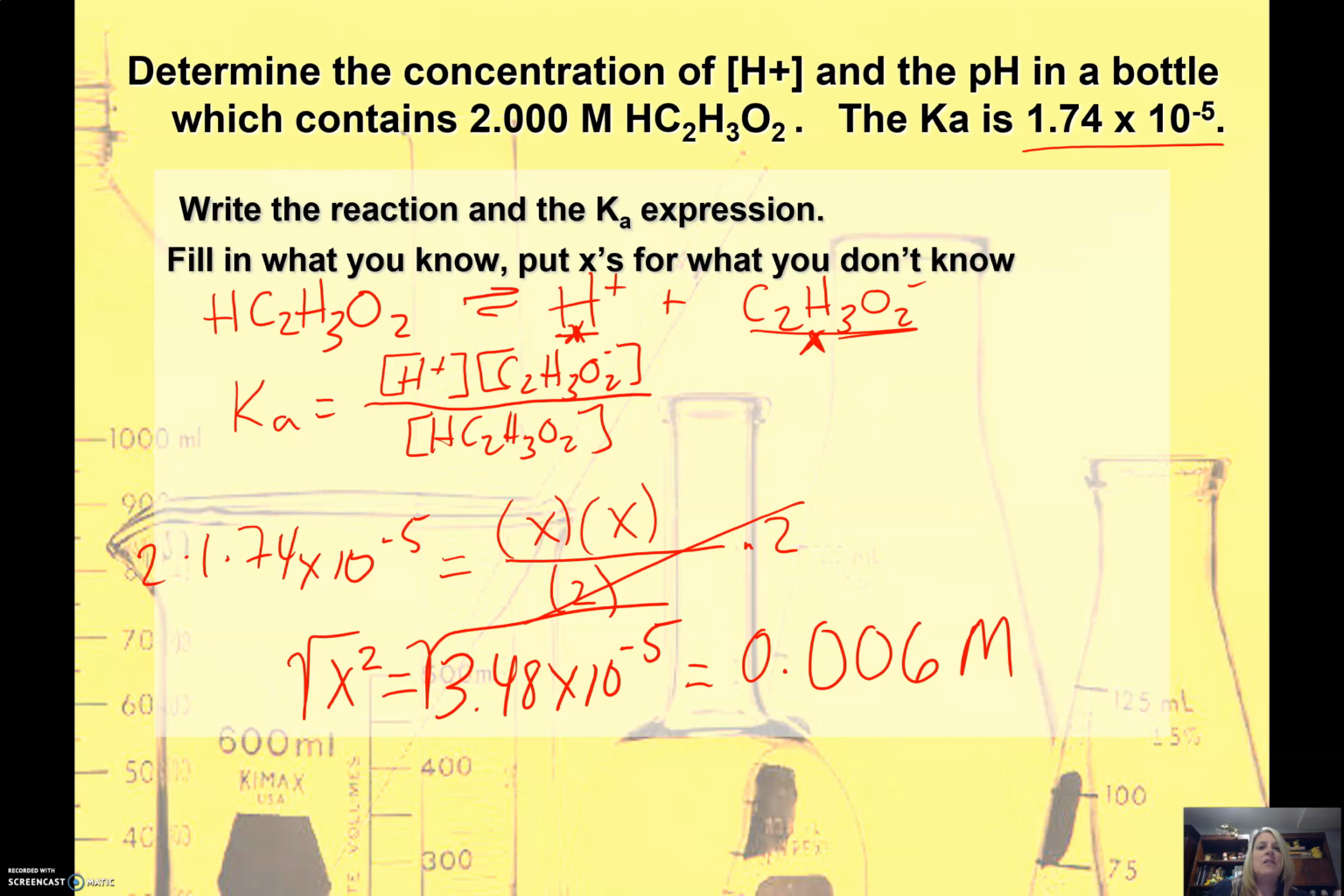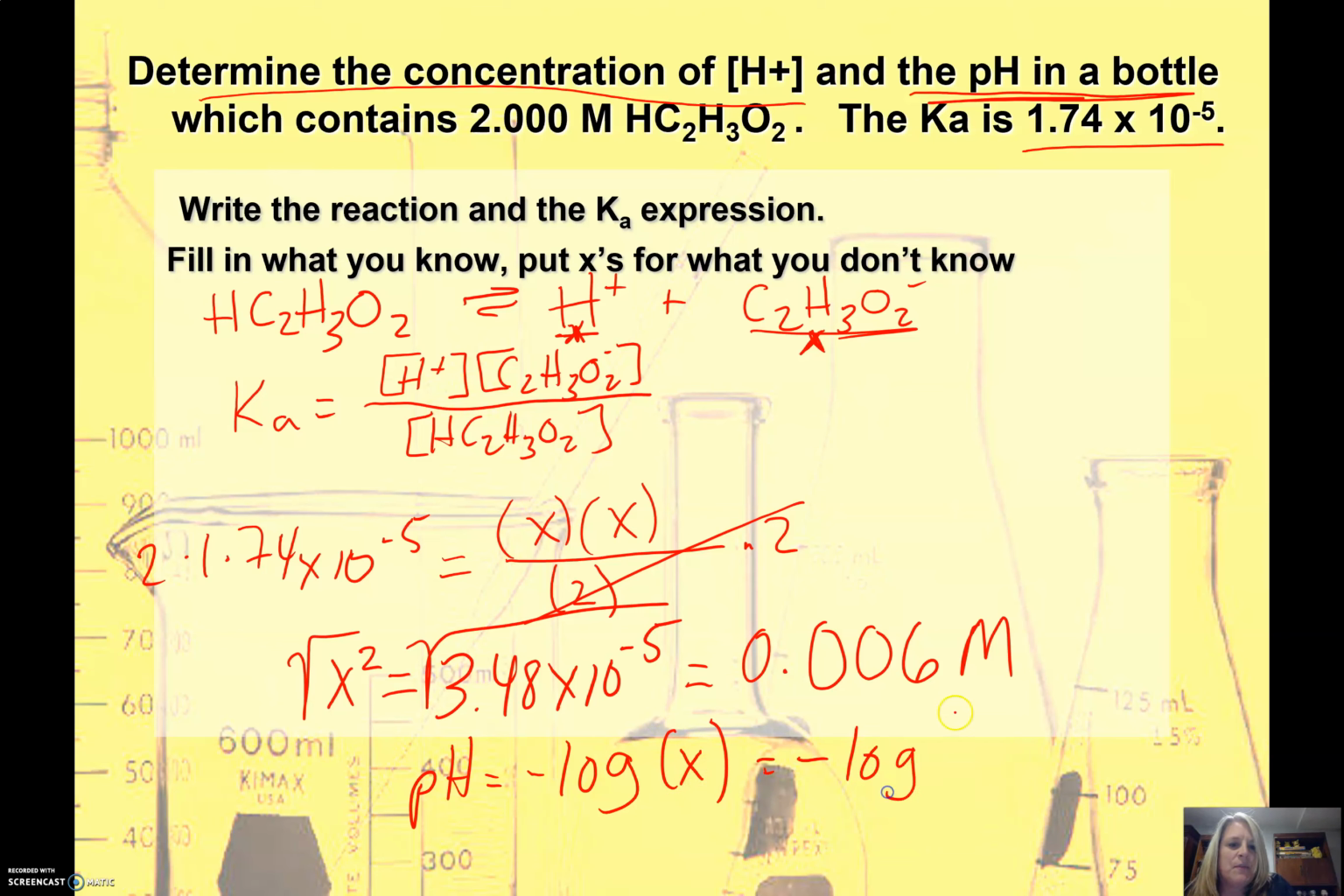I'm not done though, because it wants to know the concentration of hydrogen ion, and it also wants to know the pH. So how do I get pH again? Well, I take the negative log of the hydrogen ion concentration, which is just your value of X. So that's negative log of 0.006. And when you plug that into your calculator, you should get 2.23. So that's our pH. It's very acidic, even though it's just a weak acid.